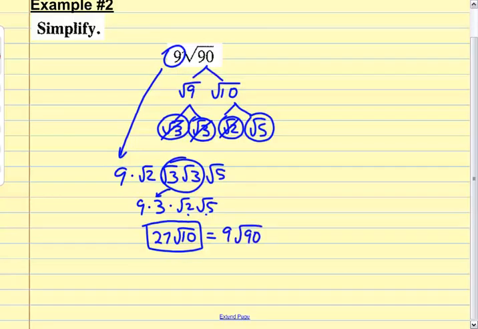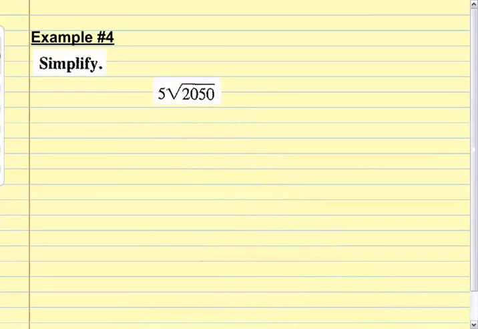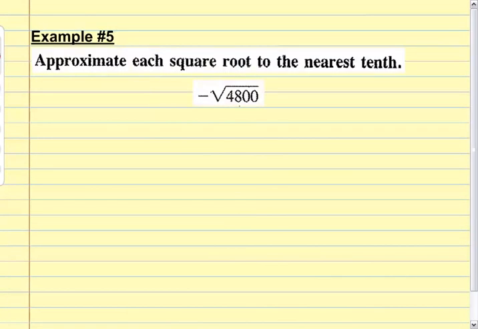Okay, I can't simplify that root 10 anymore. I'm sorry I skipped that, guys. I don't know how that happened, but there you go. So now we've done 1, 2, and 3. Let's look at 4 and 5. Okay, so we've got 2 more to do.